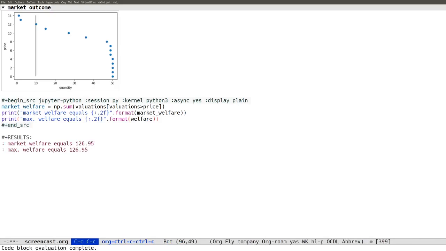As you can see, the market actually generates the same welfare as the maximum welfare we would be able to generate. So that's one of the reasons why economists love the market, because the market is actually very efficient in generating an outcome that is the best possible outcome that you can get.